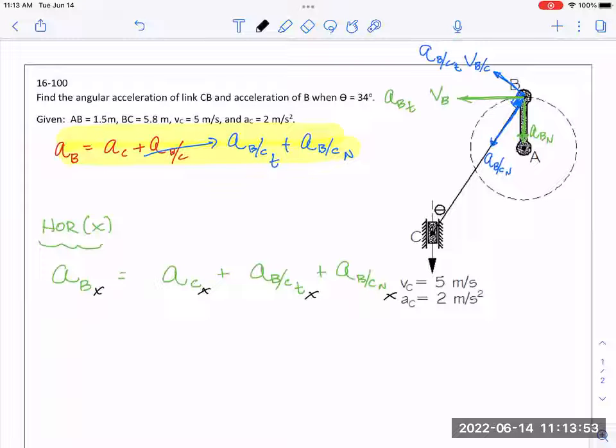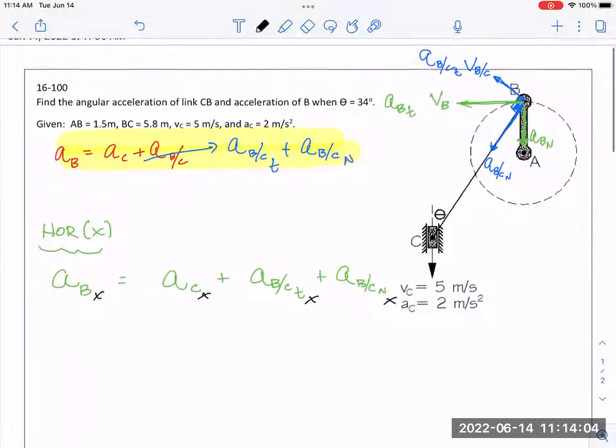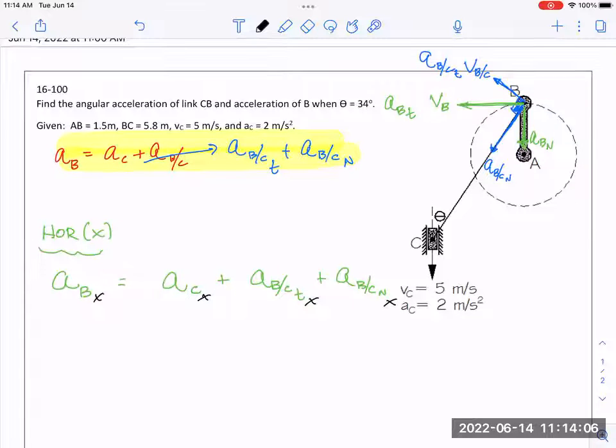Now, staring back up top, do I know any of those? What do I know? Do I know any of them? Yeah, acceleration of B in the X direction.